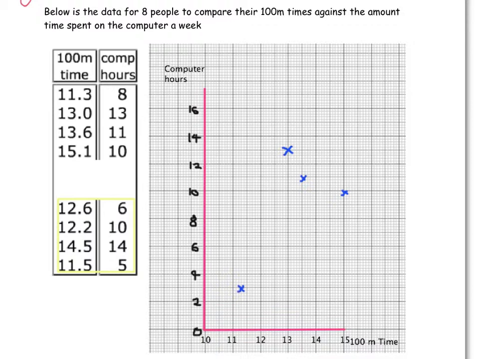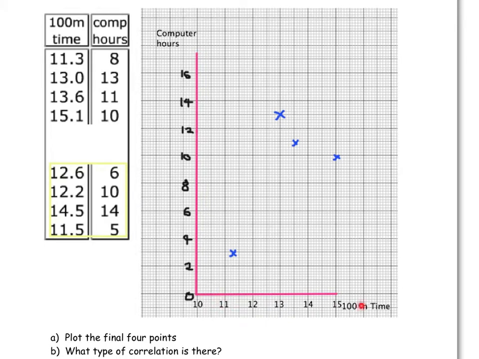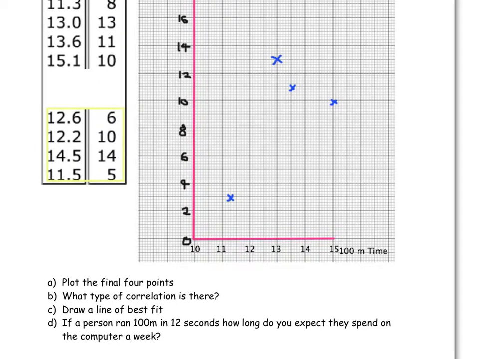So, below is the data for 8 people to compare their 100 metre sprint times against the amount of time they spent on a computer a week. We've already got our axes set up with the 100 metre times along the bottom and computer hours up the side. We've got 4 points already plotted, which are the blue ones at the top. If we look at the bottom, we've got our questions. First it says plot the final 4 points.